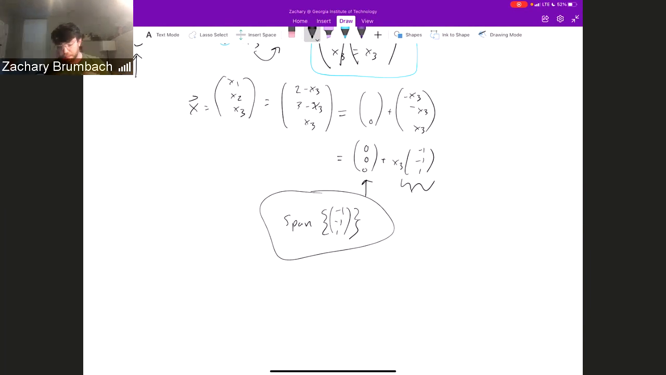Point negative 5, negative 5, 5. That is in the span because we can get it from our vector, and this vector is negative 1, negative 1, 1, and it's combined by one, but in this case it's just 1.